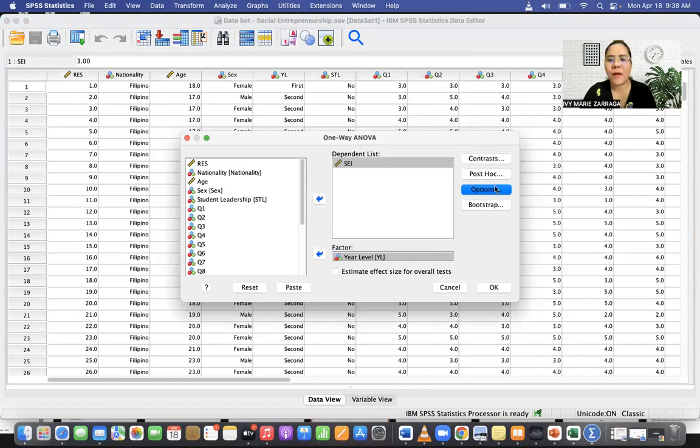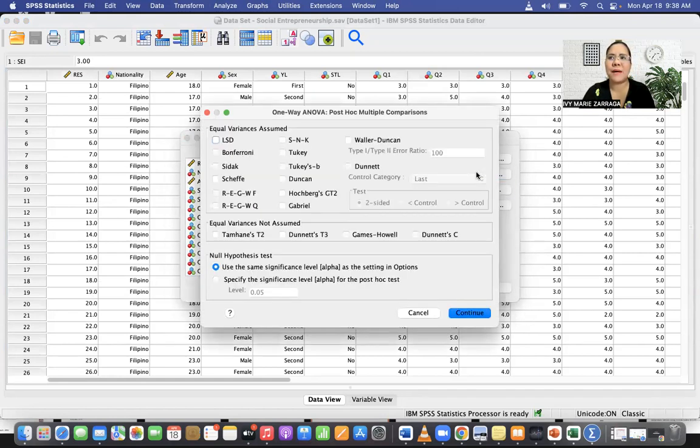Continue, then go to post hoc. So para malaman saan ba may pagkakaiba, sa first year ba, sa second year ba. Kasi ang ANOVA, sasabihin lang niya ay may pagkakaiba. There's a significant difference. Pero hindi niya ma-identify saan may pagkakaiba. That's why we have to perform post hoc test.